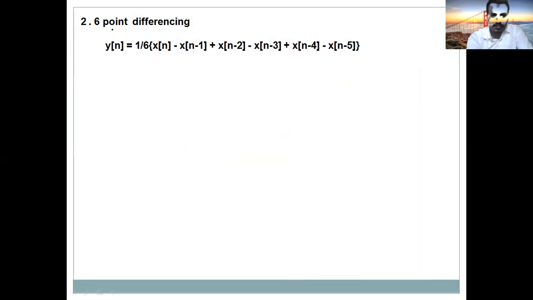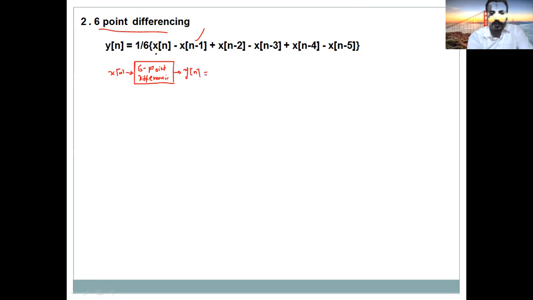Okay, second example. 6-point differencing. This system is called what? 6-point differencing system. So it takes an input signal, x of n, and after processing, it gives us an output sequence, a new sequence, y of n, from the difference equation. The difference equation is given here.